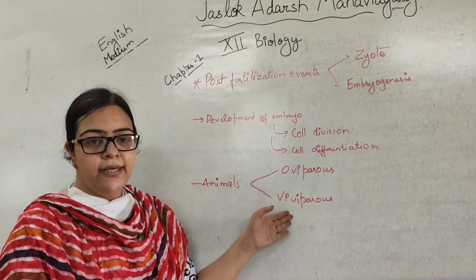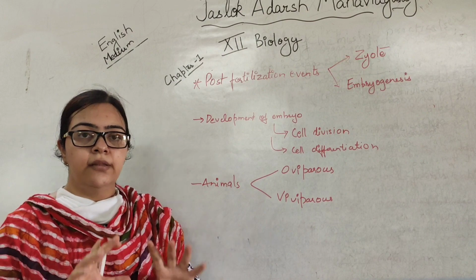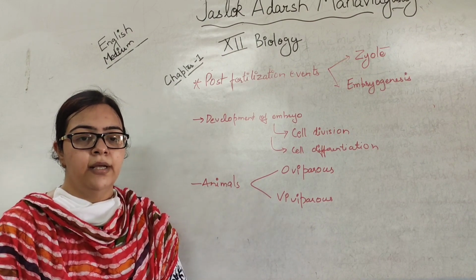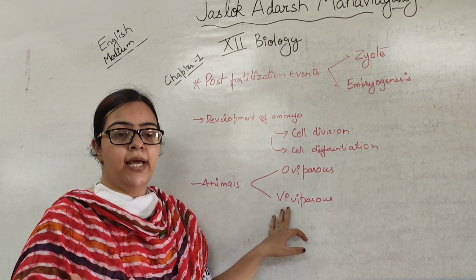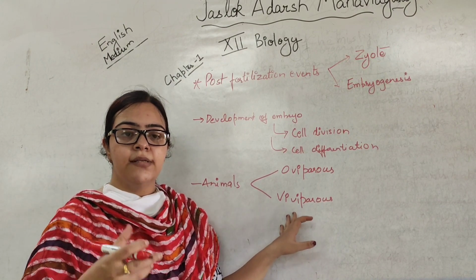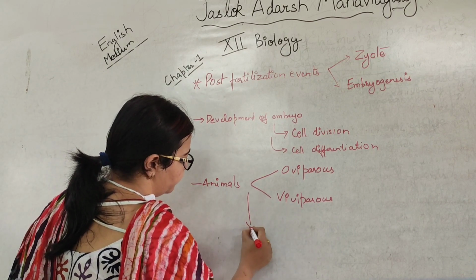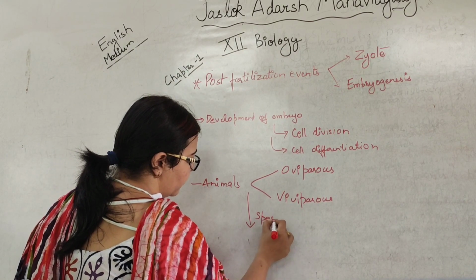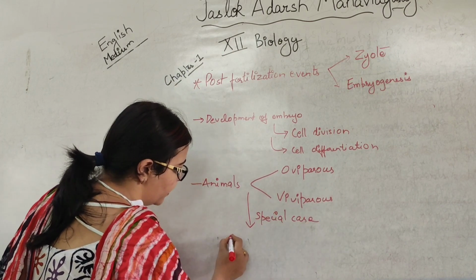In viviparous animals, the fertilized egg will develop into an embryo within the uterus of the female parent, and offspring will be produced as a juvenile. Now, there is a special case which is called ovoviviparous.